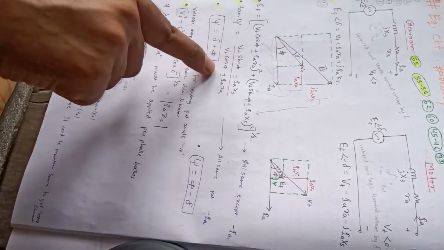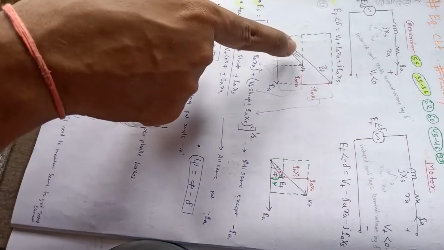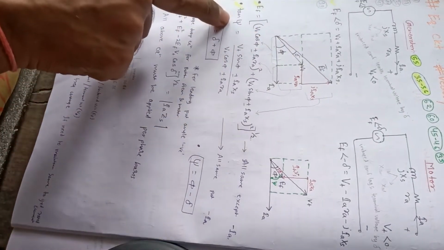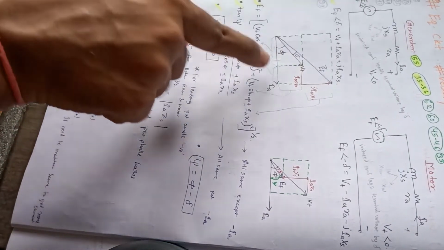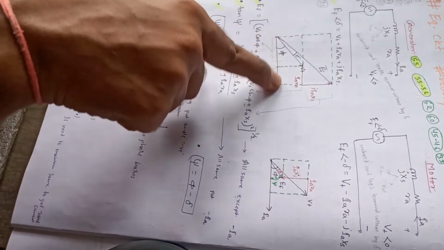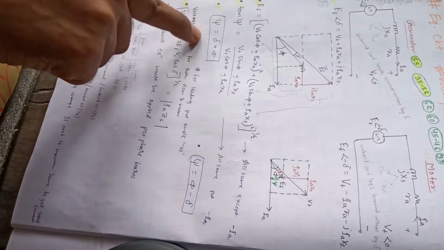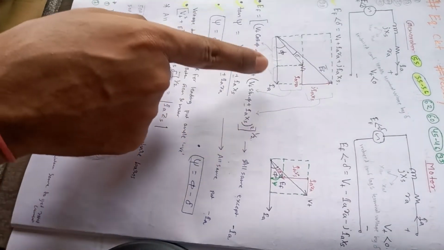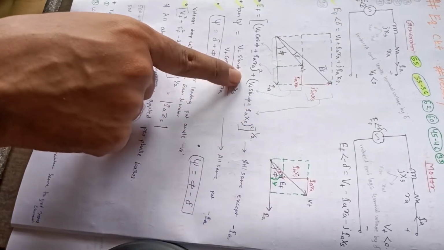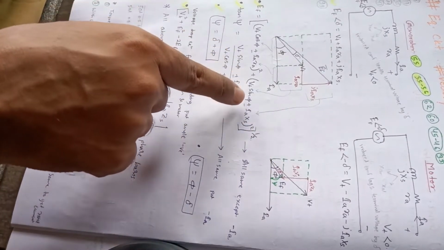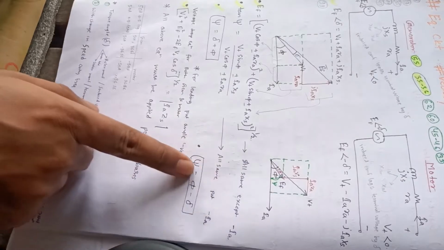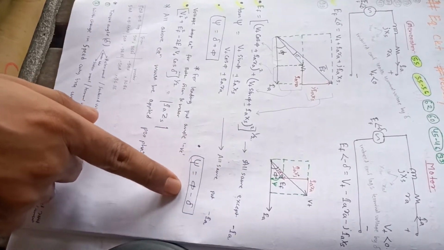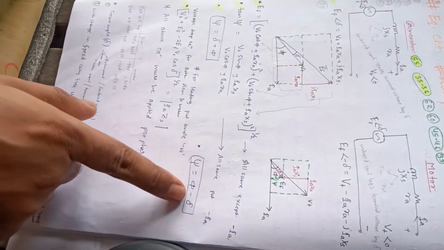Okay, and accordingly we can get this angle as psi. Tan psi equals this upon this, and psi we know very well. For a motor, what we have to put is current. Just put current as negative, and psi equals phi minus delta. This change we have to do.